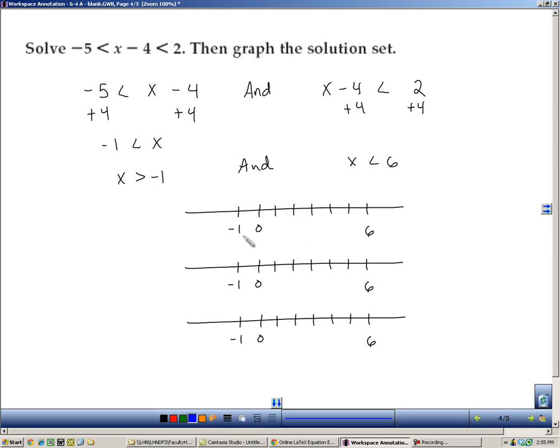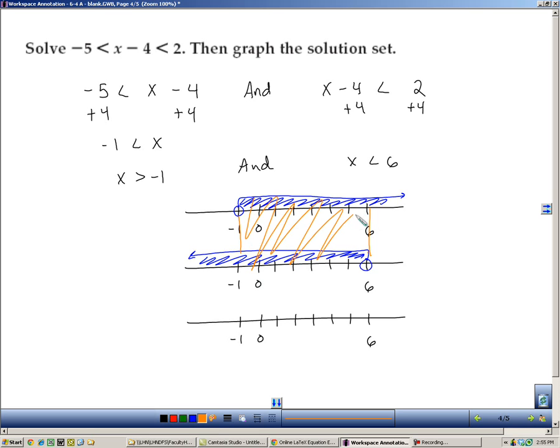So here we go. X is greater than negative 1, open circle on negative 1, shading to the right. X is less than 6, open circle on 6, shading to the left because it's less than. Now I've got to find the intersection where they cross, so right in here is where they overlap each other. So my final graph will have open circles on negative 1 and 6, and the shading will be in between. Writing your final answer, negative 1 is less than x, which is less than 6.